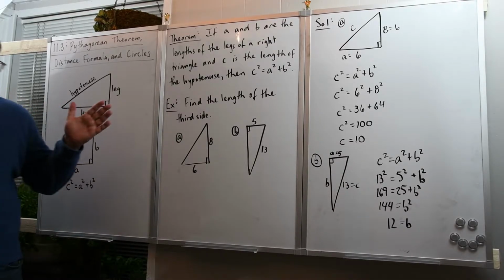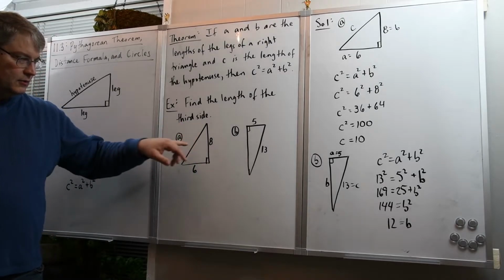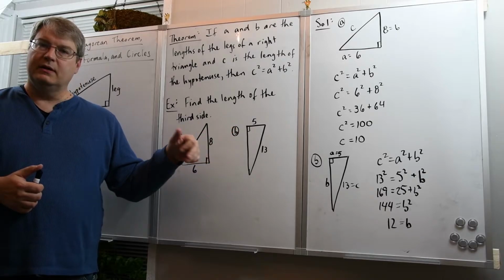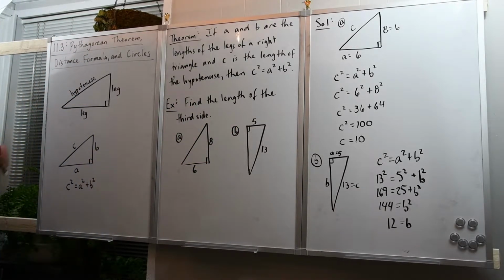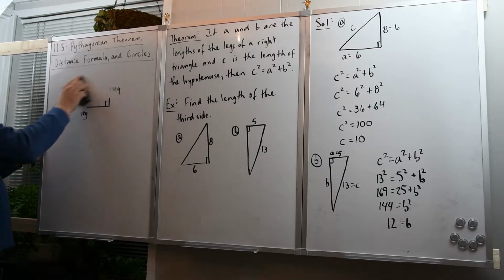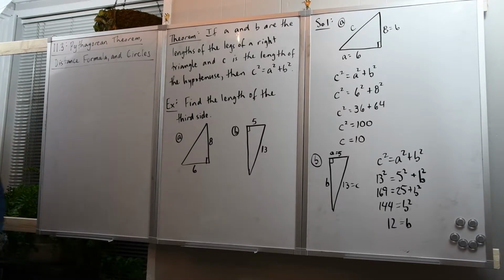So we have basically a situation in which we were given the lengths of two legs. We had to figure out the length of the hypotenuse in part A. And in part B, we were given the length of one of the legs and the length of the hypotenuse. We had to figure out the length of the other leg. So you might say, well, how is this useful? Well, one possibility is illustrated in the next example.